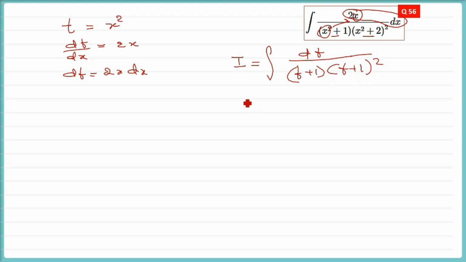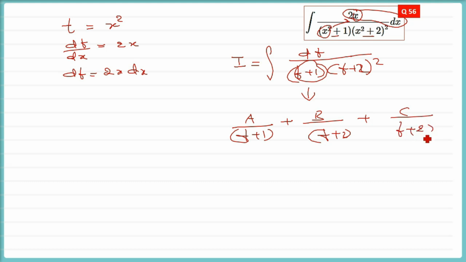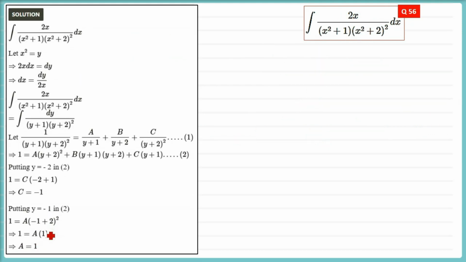Now this is the form you are already aware of. You can write the partial fraction in this form: a divided by t plus 1, then for the t plus 2 whole square we have b divided by t plus 2, and then c divided by t plus 2 whole square. So there are three unknowns here, and I hope you'll be able to solve for a, b, c, and after that put x square equals t, meaning replace t by x square finally. So this is the reference. If you are stuck anywhere, you can take the reference here.